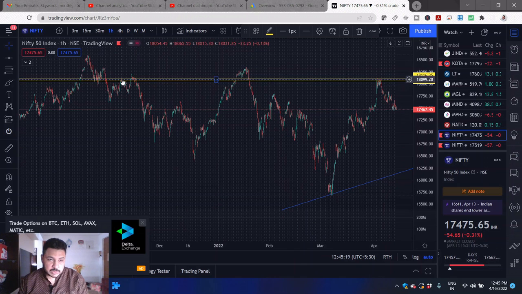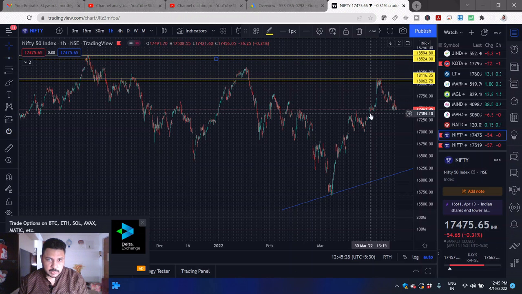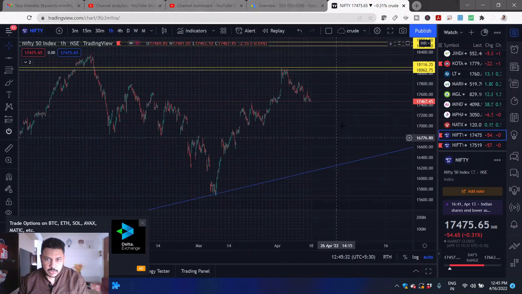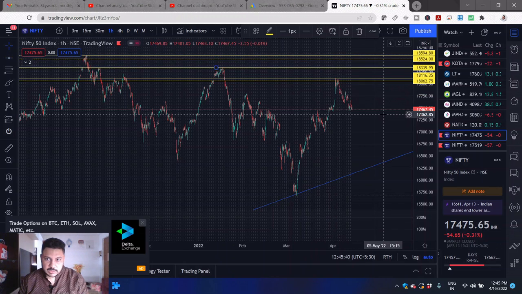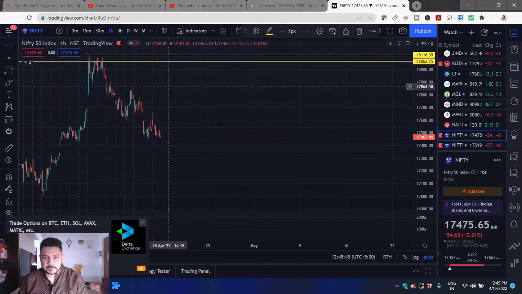Now is there any other previous high here? There is one high here. You can mark this as well, so that we come to know that in future, if the price crosses this level, where is the next resistance. So there is a resistance at this level, there is a resistance at this level. So this is pretty clear on an hourly chart.